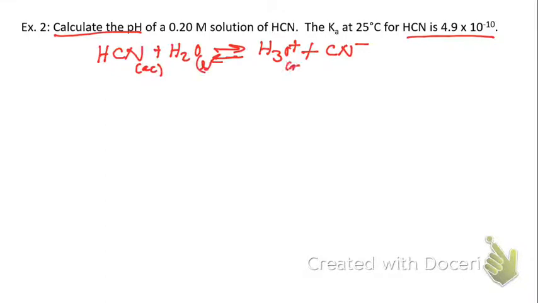Liquid, aqueous, aqueous. So I have my acid, my base, my conjugate acid, and my conjugate base again. So for the equilibrium expression, first of all, the Ka for this is going to be 4.9 times 10 to the minus 10. Now look how small that Ka value is. That's super, super small. That tells us that HCN is a very, very weak acid. And we can actually, in this problem, use the approximation method because of the small Ka value. So we're going to draw an ICE box here.